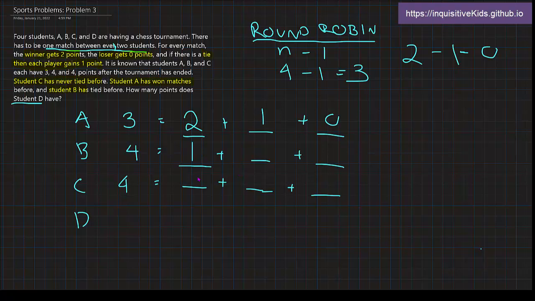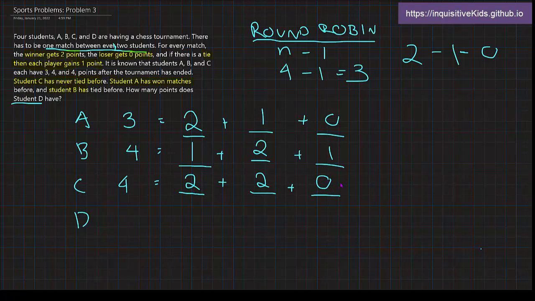Okay, now B: 4 equals 1 plus something plus something. After testing every single thing out, you will see it's 1 plus 2 plus 1. That would be the only thing that works. Now for C. What I want to tell you is you might think there is no way of actually solving this because we weren't given any clue. Or were we? It said that student C has never tied before, which means that it cannot have 1s in it. So if we cannot have 1s in this combination, the only possible answer is 2 plus 2 plus 0.